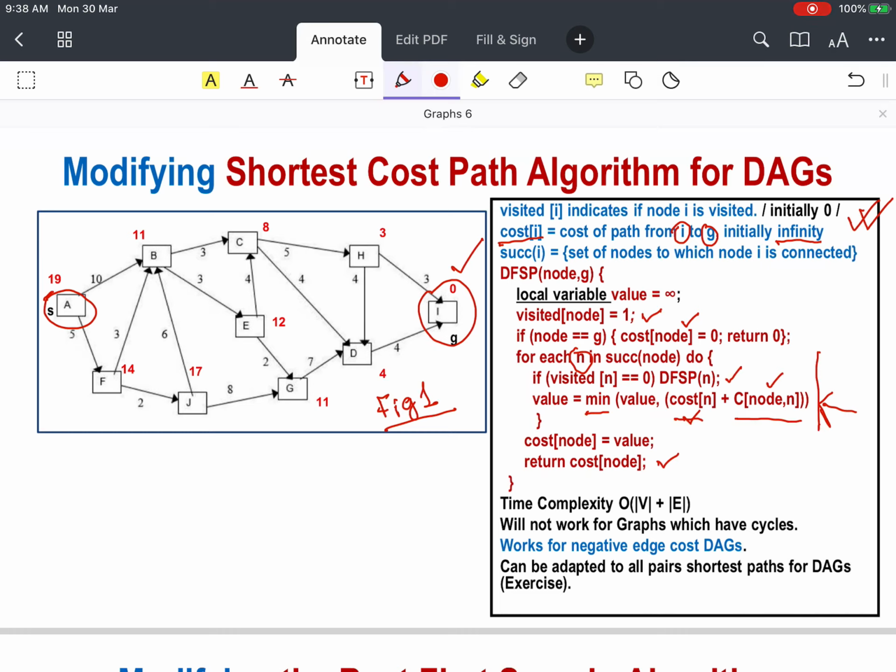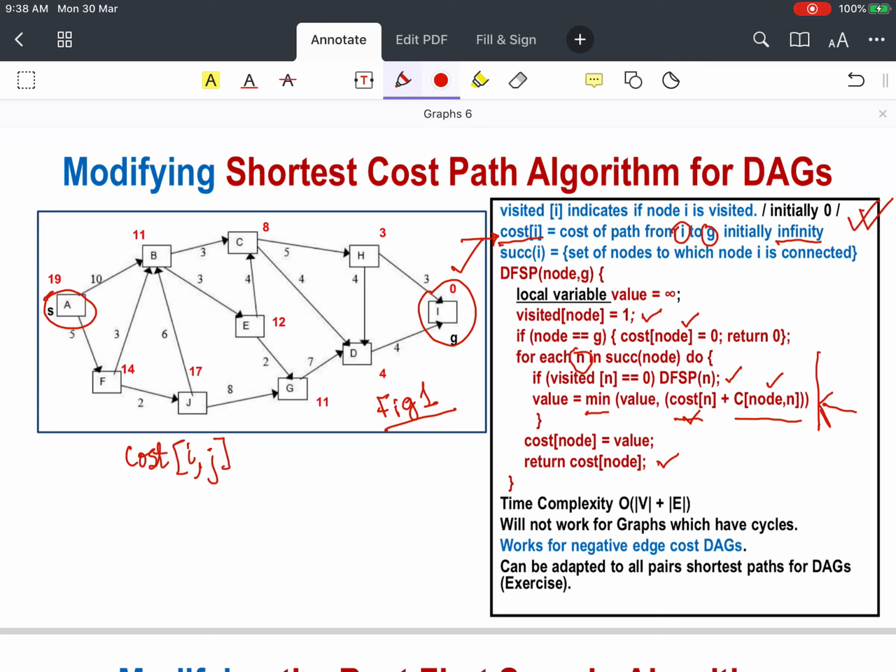Now, what do we do if we have to adapt it for all pairs shortest path? What we will do in order to adapt it for all pairs shortest path, we will make some very simple changes. For every node, now we define an array cost ij.